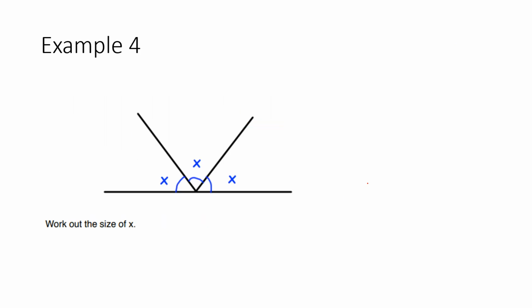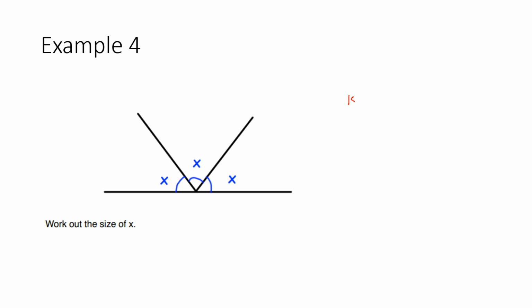Next example says work out the size of x. Now you'll notice that x is repeated 3 times. What that means when you're given the same unknown, it means that they're equal. Therefore, if we've got 3 lots of x's, it means that it's divided equally by 3.